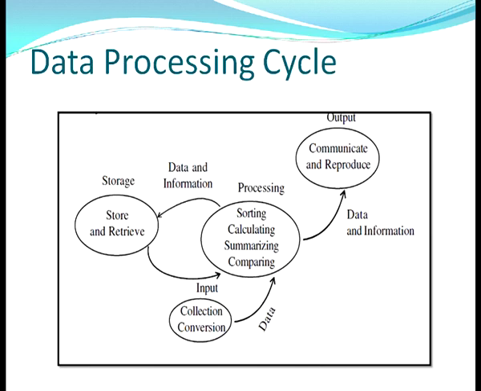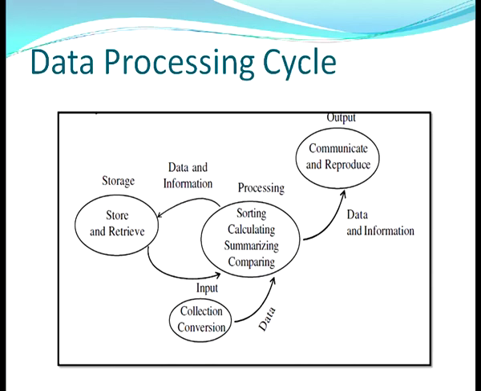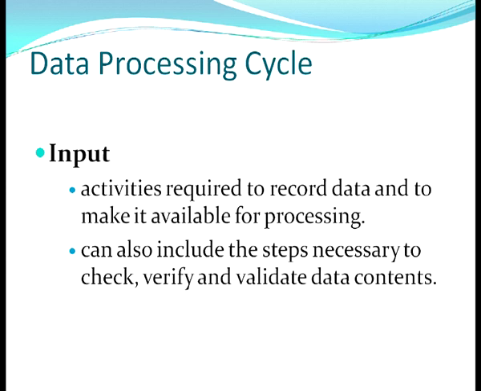This particular diagram shows you all the activities. You can see that the input is received from the input devices or from the storage device. That particular input that is received can be collected, can be sorted, can be manipulated, summarized, and then sent for communication or reproduction or through the output device to the end user. In between that, data can be sent for the storage device also. So this particular diagram sums up the entire data processing cycle. Let's now look at various activities involved in this cycle one by one.